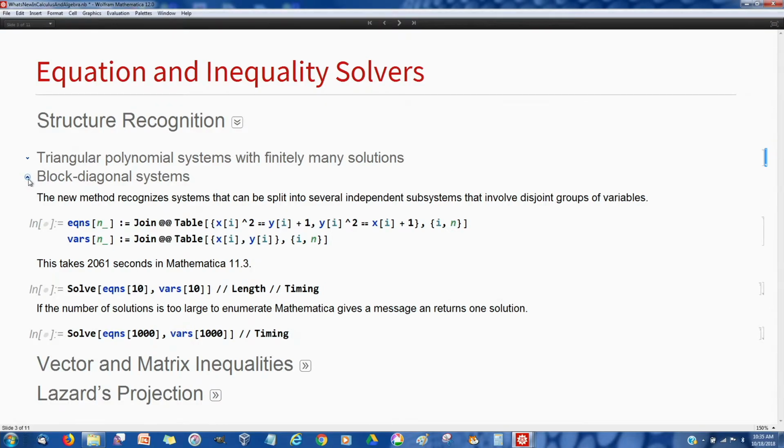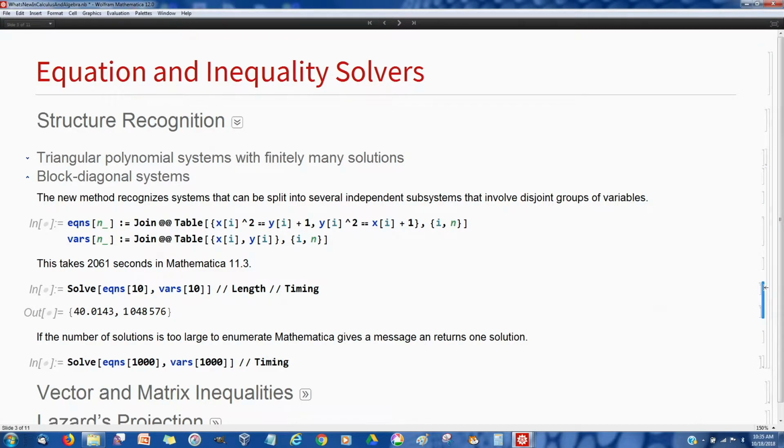Block triangular systems. Again, this is the case where the problem splits into a number of independent problems in disjoint subsets of variables. Here's an example where we take 2n equations in 2n variables, and basically there are just combinations of pairs of equations in two variables. If we take 10 equations with 10 variables, we can now get all the million solutions in 40 seconds. It took 2,000 seconds in Mathematica 11.3.